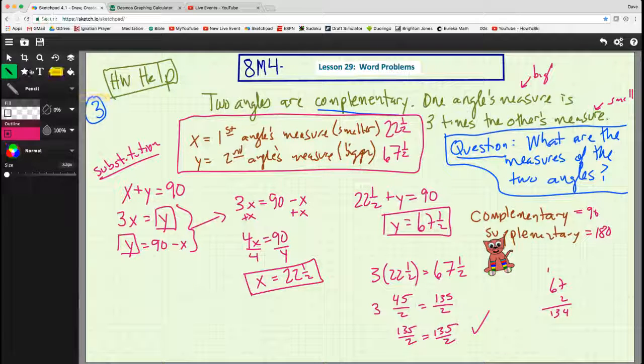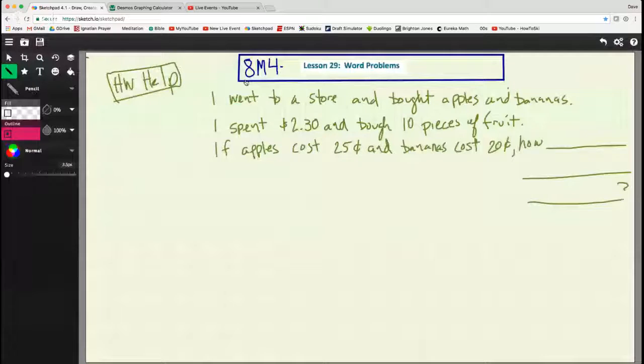Happy cat. Moving along. Now these last two problems are both similar, but these are a little bit more involved. So let's go. Hang with me on this. I went to the store and bought apples and bananas. I spent $2.30 and bought 10 pieces of fruit. If apples cost 25 cents and a banana costs 20 cents, what is the question?